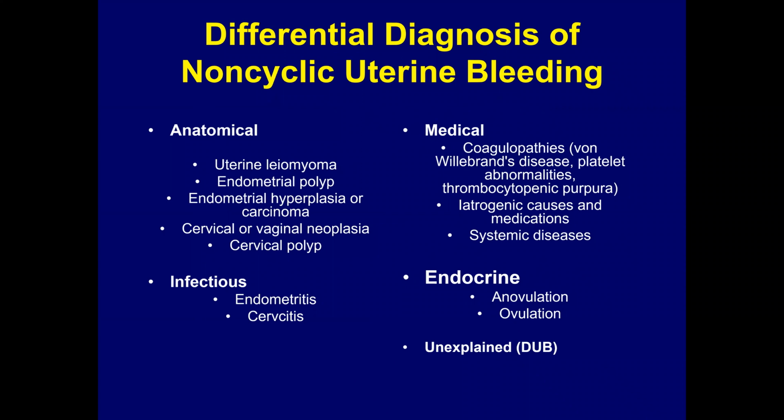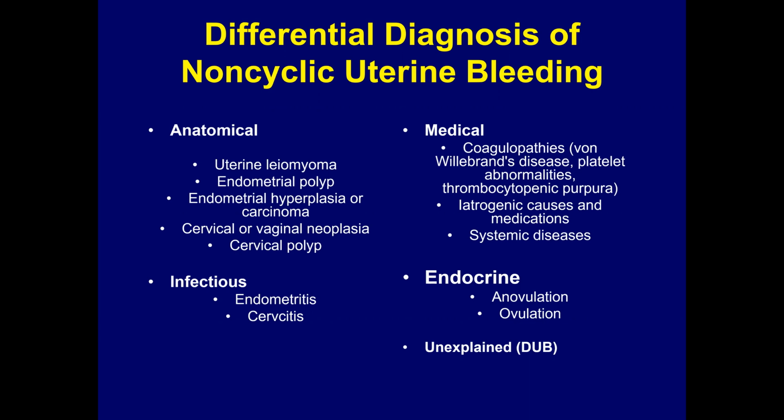Remember, dysfunctional uterine bleeding or DUB is a diagnosis of exclusion. So before I say that is the diagnosis, I have to be sure that all of this table is ruled out. So I'm sure that there's no endocrine causes like anovulation. So she is having ovulatory cycles. And I'm sure that there is no medical problems in the coagulation.